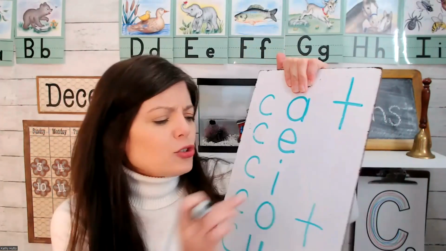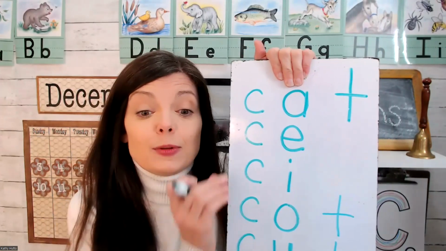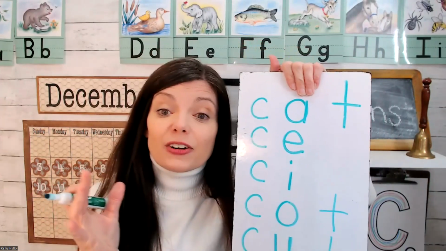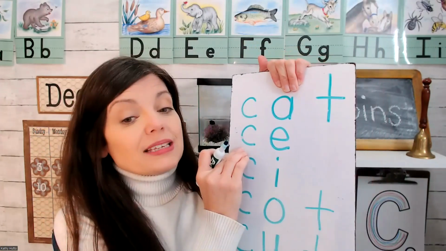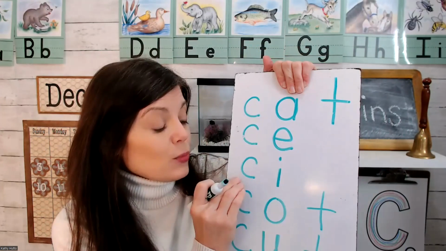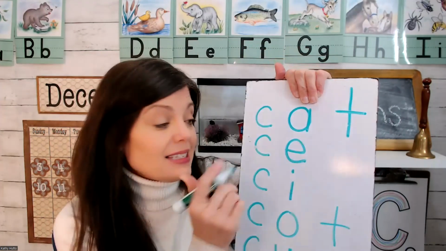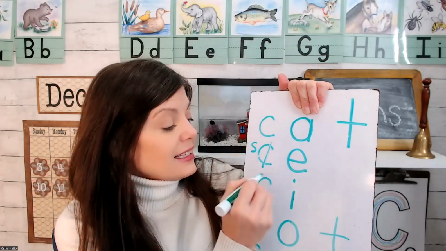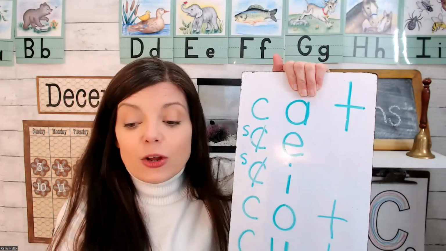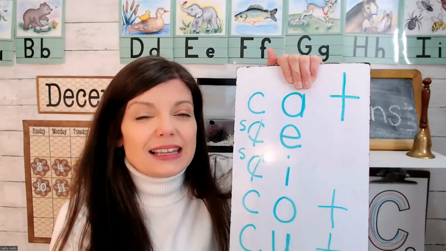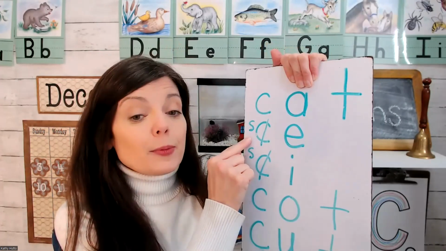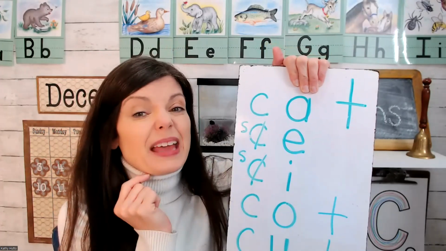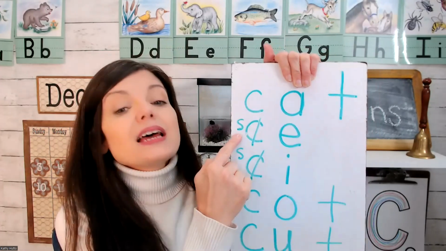Do you ever like to play dress up and pretend? Maybe you pretend you're a firefighter or princess, superhero. Well, when C is before E and when C is before I, it pretends. It pretends that it's the letter S. And I know that S says S, like a snake.